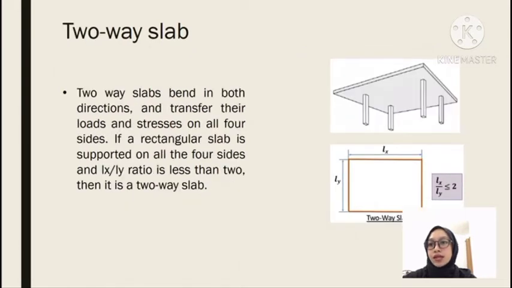For a two-way slab, it bends in both directions and transfers their loads and stresses on all four sides. If a rectangular slab is supported on all the four sides and Lx over Ly ratio is less than 2, then it is a two-way slab.